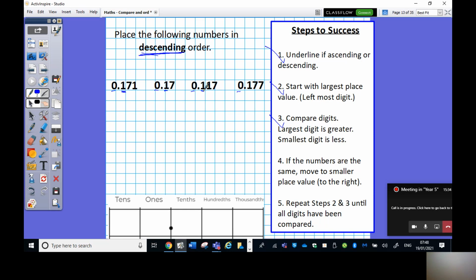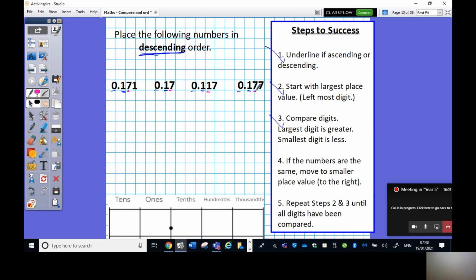Let's take a look at the tenths. Are they all different or all the same? Yeah, they're all the same. So we move to the next place value. I'm just going to change colours so that we can tell the difference. So here we have the next place value. Going in descending order means I need to start with the greatest number. So I have 7 and 7, 1 and 7. So this is the smallest, and I have 3 7s left. So I need something that's greater than 7.